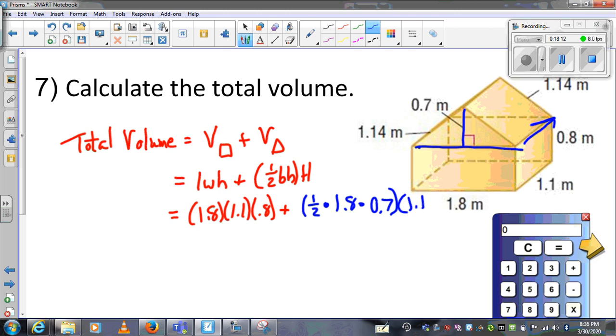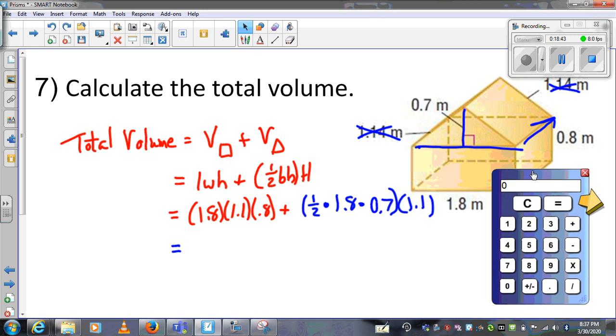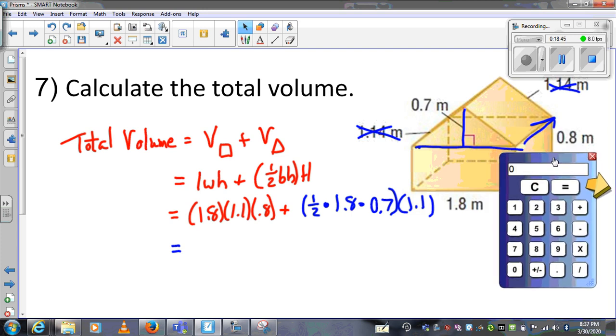Now you're going to notice they gave me some measurements that I didn't need here. Okay, and that's okay. They gave me this 1.14. I don't need that. I don't need it here. I don't need it here. To find the bottom, I need length times width times height. To find the top here, I need to do half base times height of my triangle here times the length or the height. So be very careful. Sometimes it's going to be deceiving. They're going to put numbers here that you don't need.